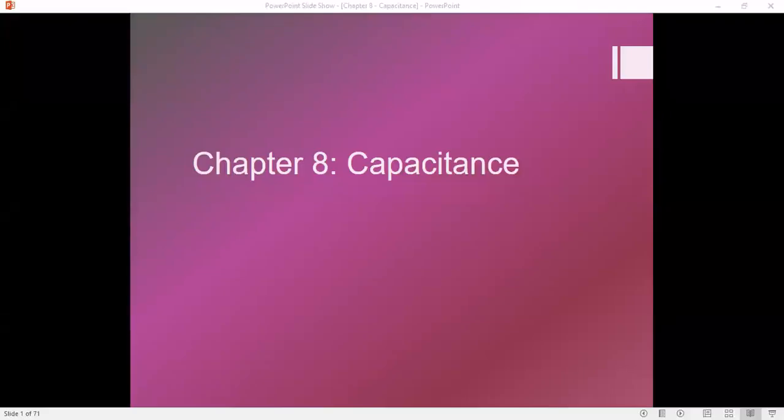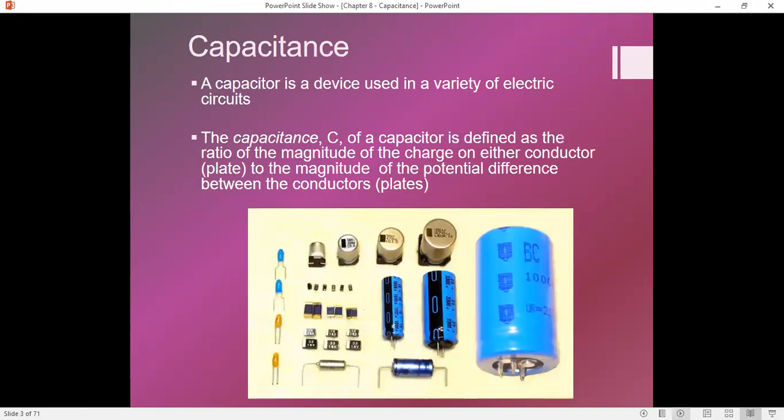Chapter 8 is about capacitance. Now, capacitance is how much a device can store charge for a given amount of voltage. So we're going to start, first of all, talking about our definition, and then talk about ways that we store charge on these devices that we call capacitors.